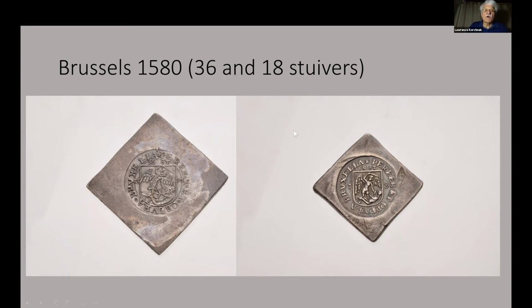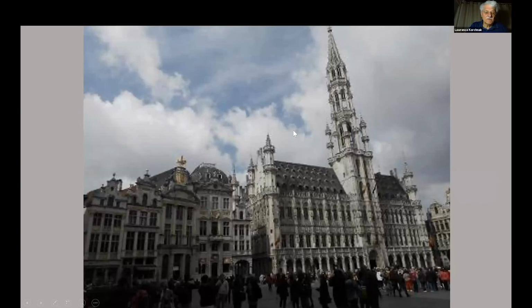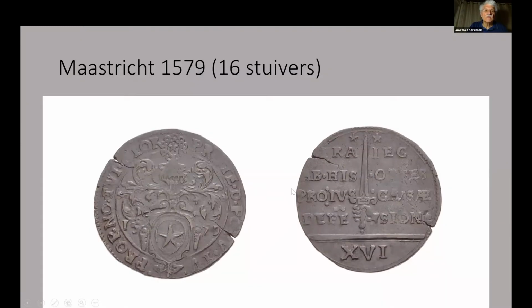Now, sieges go on, and that's Brussels. Beautiful, still, the cities. It shows the fantastic wealth and prestige that these cities had at this particular time. Maastricht. Farnese recaptured nearly all the southern provinces for Spain, and one of them was Maastricht.